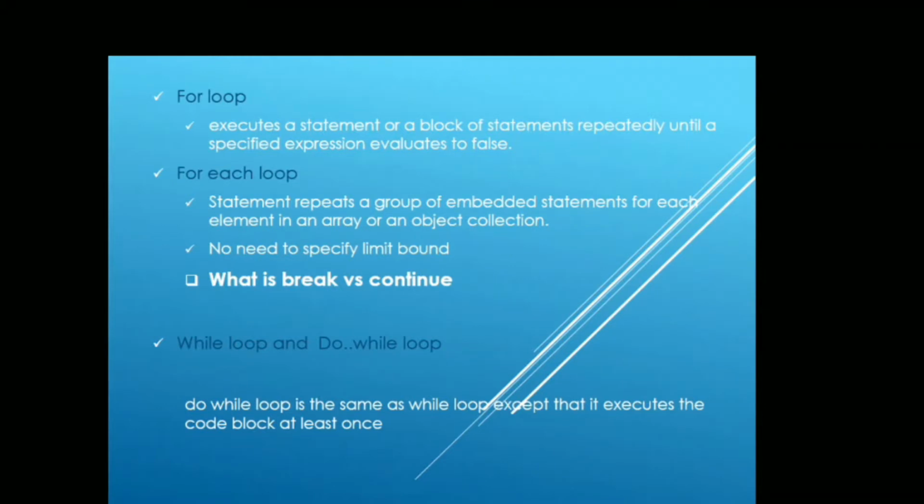Today I'm back with a new question. What are different looping concepts in C Sharp? So we have for loop, foreach loop, while loop and do while loop. Talking about the for loop. For loop executes a statement or a block of statements repeatedly until a specified expression evaluates to false. That means here you can specify starting point, ending point, and the increment, the number of hops that you want to perform while performing any iteration.